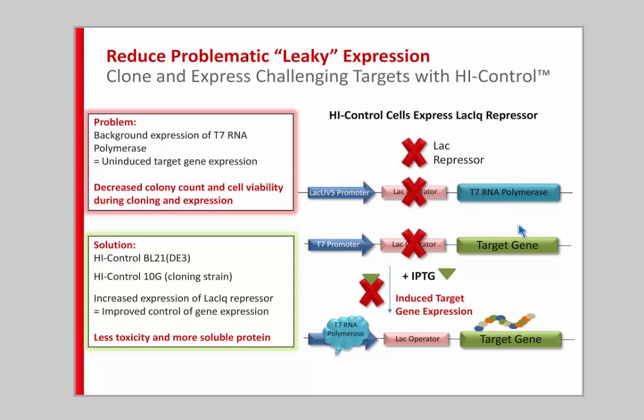However, with high copy plasmids that are used for protein expression, sometimes there just isn't enough LAC repressor in the cell to sufficiently suppress both the T7 RNA polymerase and the multiple plasmid copies of the gene of interest.